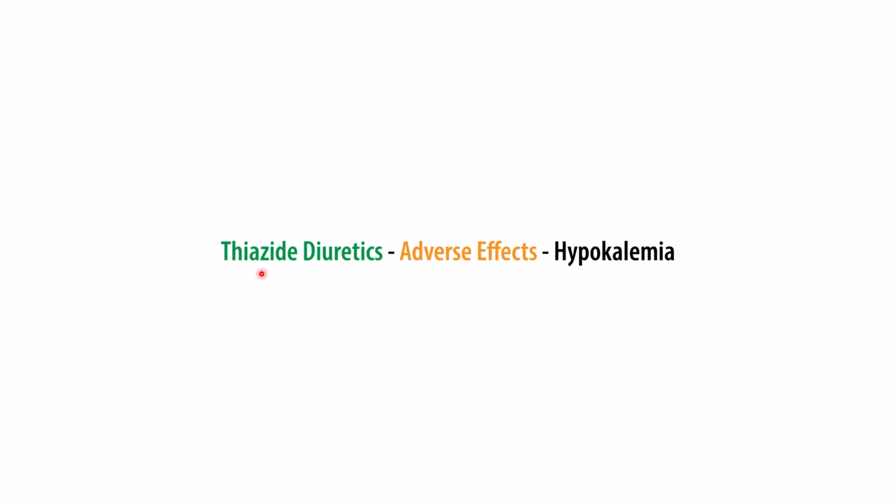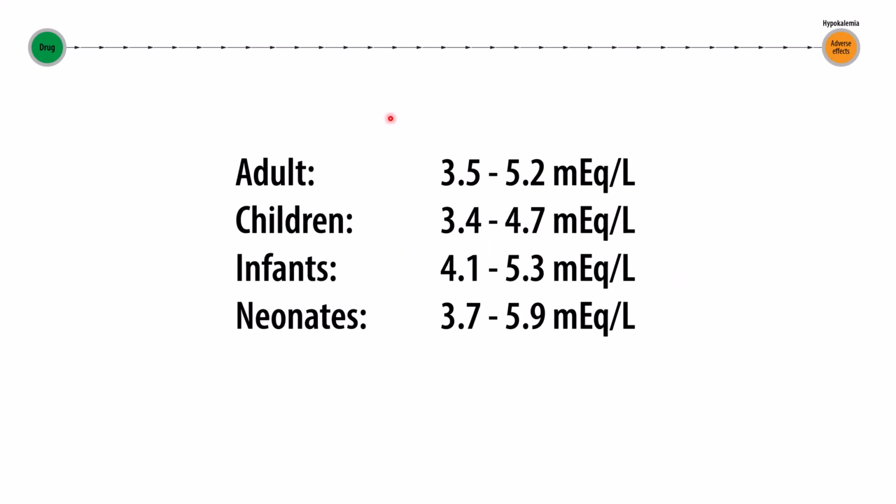Here we're going to talk about how thiazide diuretics lead to hypokalemia. Normal serum potassium for the adult ranges from 3.5 to 5.2. Anything above 5.2 is considered hyperkalemia, while anything below 3.5 is considered hypokalemia.